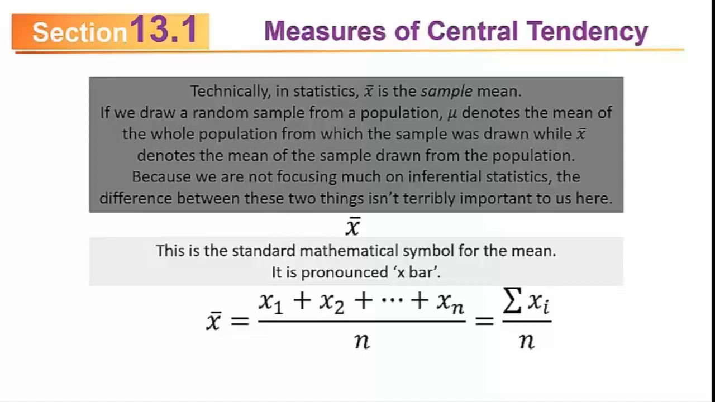If you draw a random sample from a population, mu represents the mean of the whole population from which you drew the sample, while X bar denotes the mean of the sample that you drew from the population. Because we're not focusing much on inferential statistics in this course, the difference between these two things isn't terribly important to us here, but technically X bar is the sample mean, mu is the population mean. But like I said, for what we do in this course, it doesn't much matter.